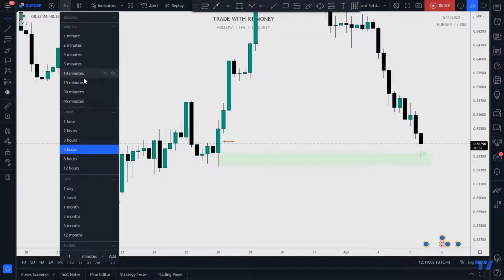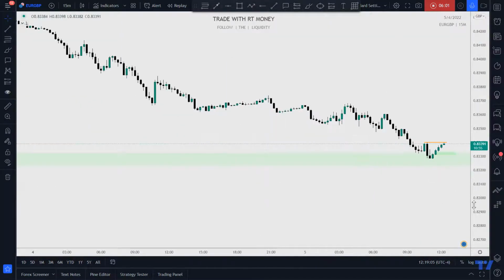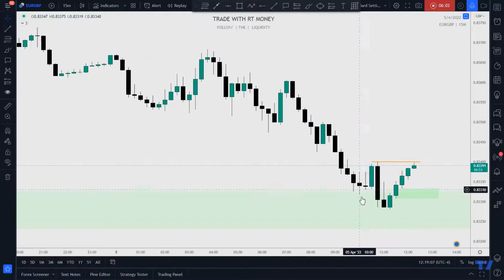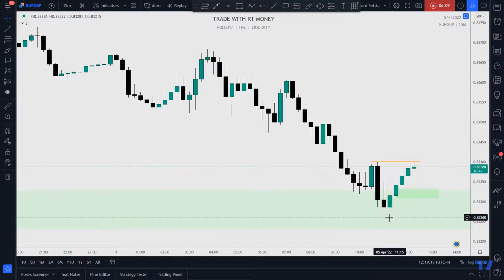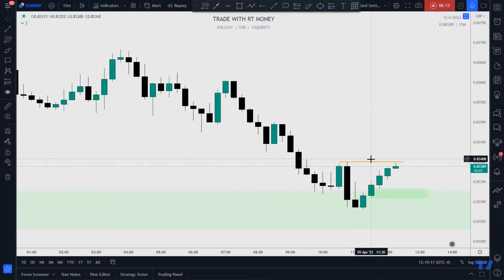I'll go down to the 15 and take a look, and at this order block, what do we see? We see price make the low, pull back, break that low, and now we're pulling up. Why do I have that yellow line there? That's because price is changing character there. That's where I would mark it as a change of character from bearish momentum to bullish momentum.